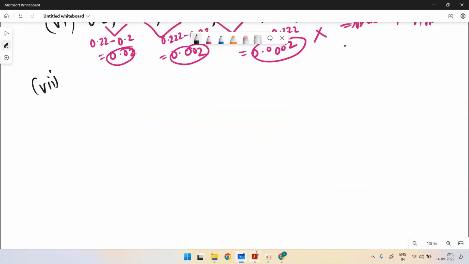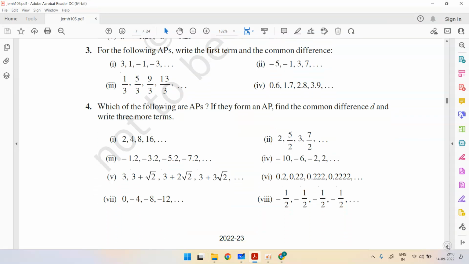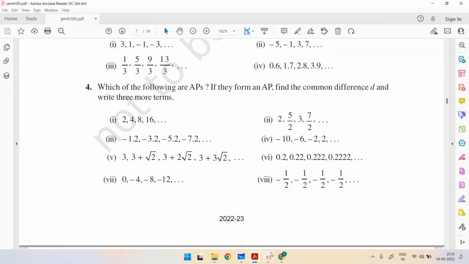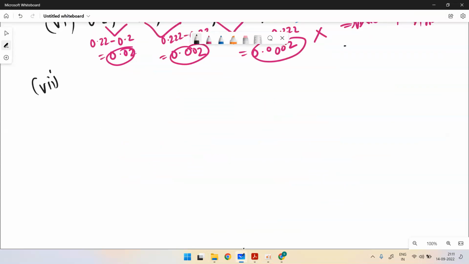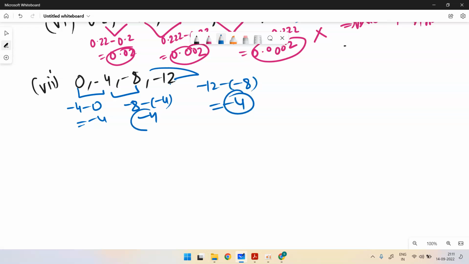The seventh part is 0, minus 4, minus 8, minus 12. If you see the difference, this is called the common difference calculation. Minus 4 minus 0 is minus 4. Minus 8 minus of minus 4 is also minus 4. Minus 12 minus of minus 8 is also minus 4. The common difference is minus 4, minus 4, minus 4, and since they are equal, this forms an AP.